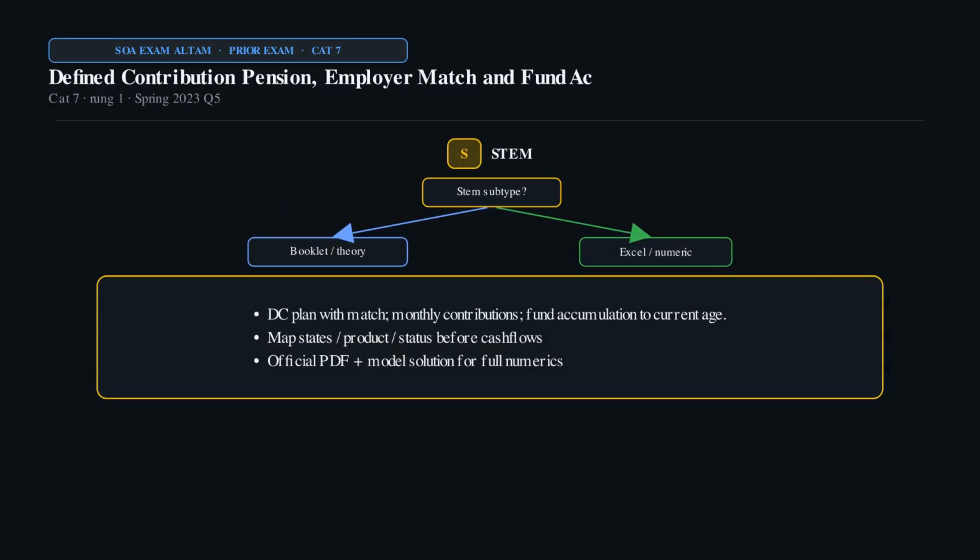Stem focus: DC plan with match, monthly contributions, fund accumulation to current age. Own the recognition cue and map before grinding algebra. Use the official exam PDF and model solution for full numeric work.